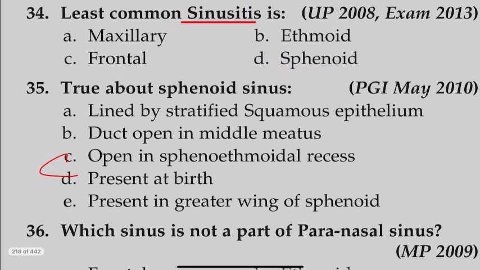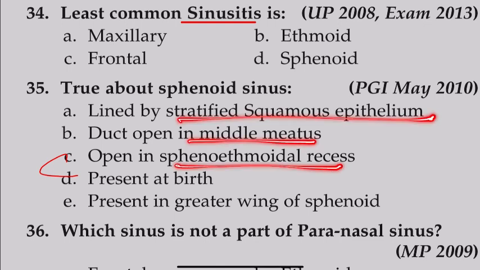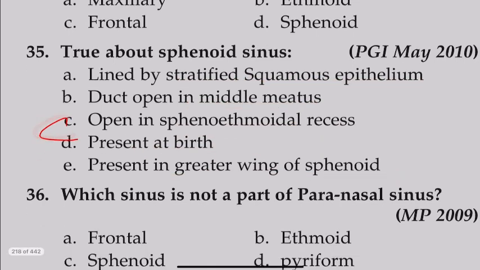True about sphenoid sinus: is it lined by stratified squamous epithelium? No, right? Duct opens into the middle meatus, that's also not right. Opens into the sphenoethmoidal recess, right. Present at birth, that's right. Present in the greater wing of sphenoid, not right. So C and D are the right statements.